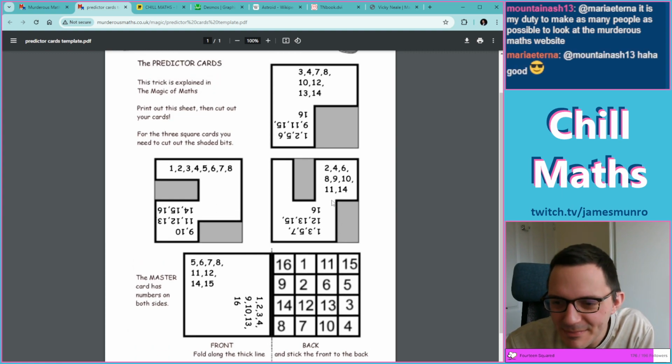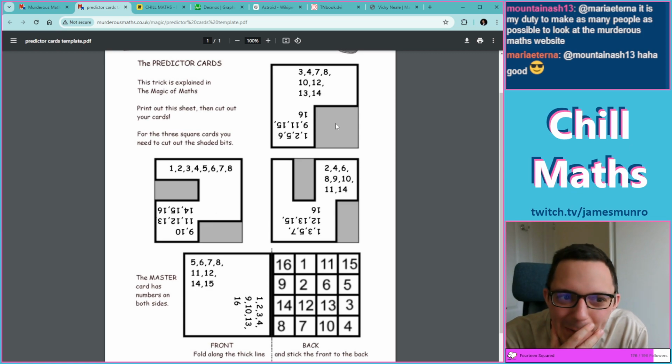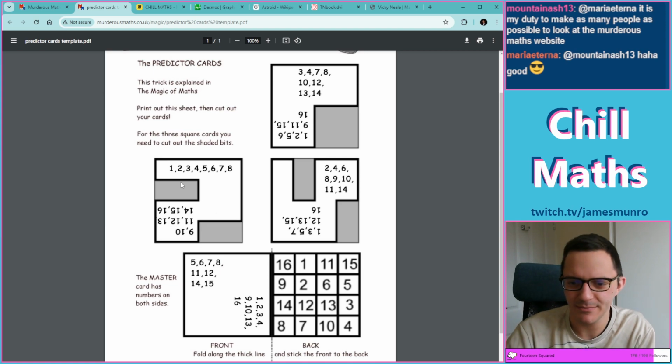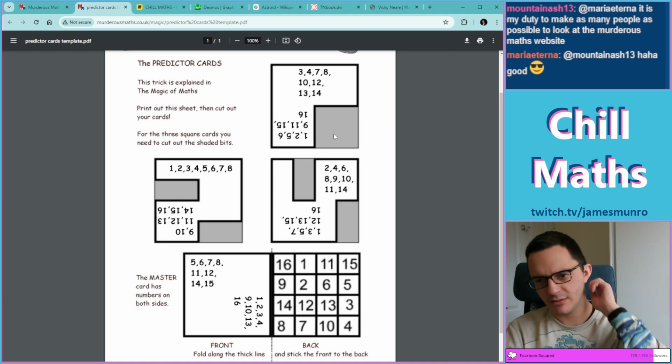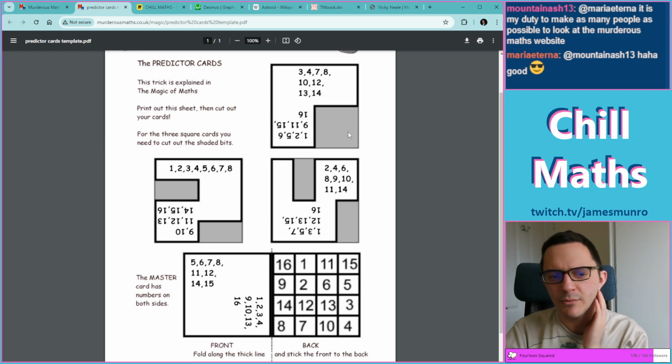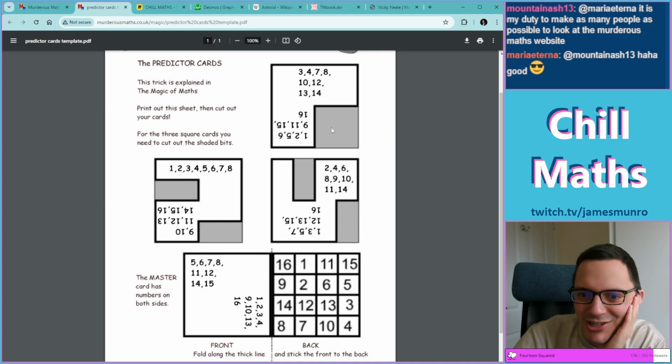So what is the pattern? Is there a pattern to this? Could we design a simpler version of this? Oh my goodness. I need to make as many people as possible look at the Murderous Maths website. This is good. I'm concerned that some of the larger holes or smaller holes... No, it's 4, and that's got a corner cut out. So each time, why is it 1/4 that's cut out of each card?